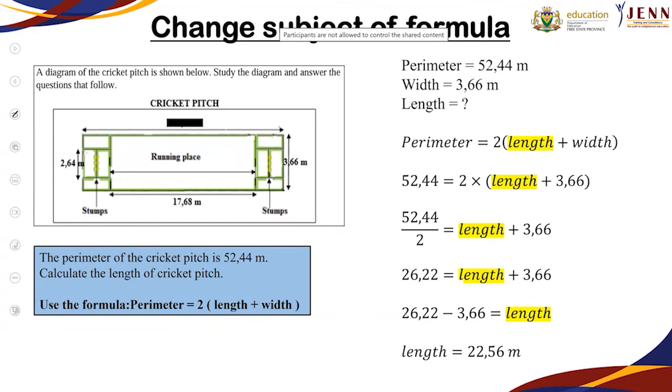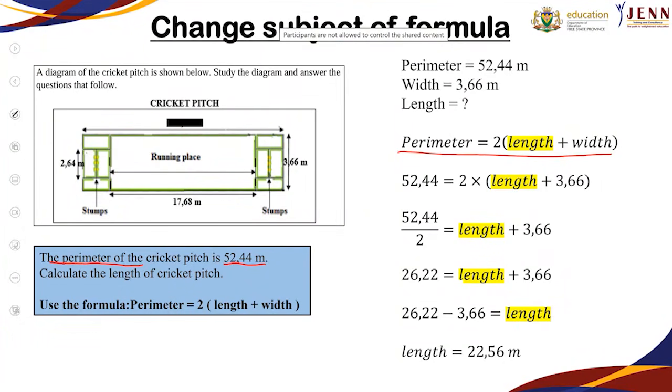It says the perimeter of the cricket pitch is 52,44 meters. Now calculate the length of the cricket pitch. Use the formula perimeter equals 2 in brackets length plus width. Okay. First step, put my formula down. Perimeter equals 2 in brackets length plus width.